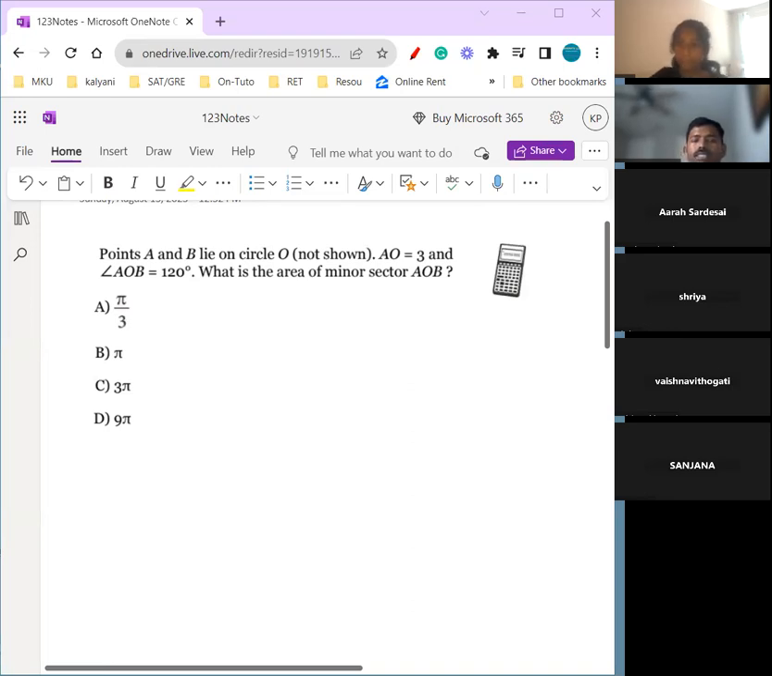So let's go ahead and just give it a try. Have your notebooks ready, and then we'll teach you the concepts as well. Just give it a try, and if you know it, that's good. If you don't, then we can just go over that anyways. Points A and B lie on a circle O, and O is not shown. AO is 3, and then angle AOB is 120 degrees. Quickly, as fast as you can, please work on those, and then put the answer up there.